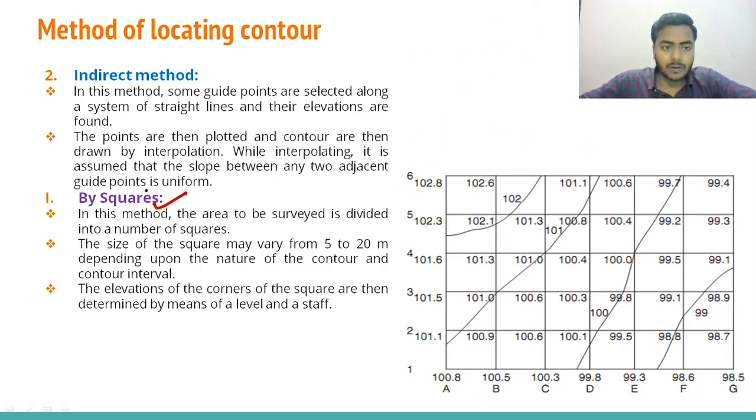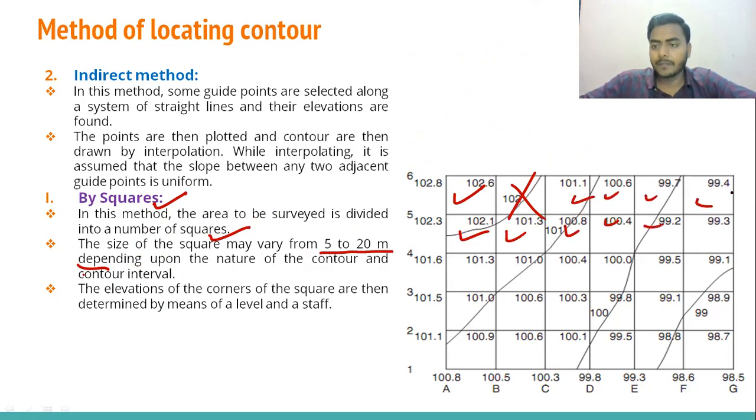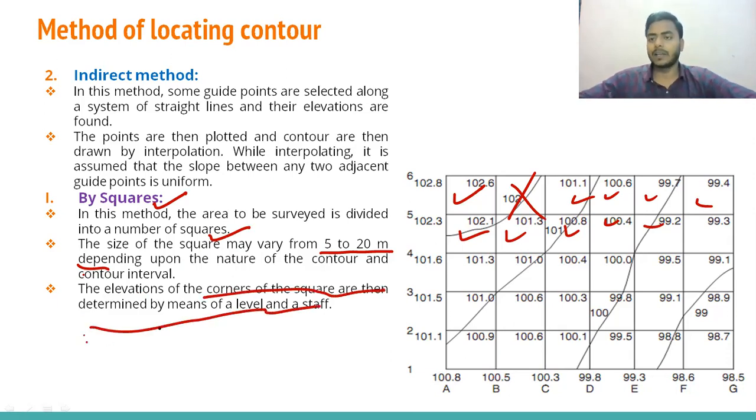You can read all this, whatever I mentioned. In this method, the area to be surveyed is divided into a number of squares. Size generally varies from 5 to 20 meter, and for a single work that size will be constant. We cannot change the size in between. If this square has one side and that square a different size, that will be wrong. Each and every square will have the same size. The elevations of the corners of a square are then determined by means of a level and staff. So by using the leveling instrument and staff, we can calculate the level at this point, this point, this point, and this point.